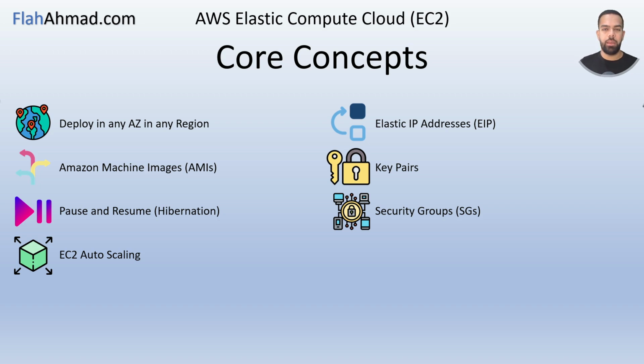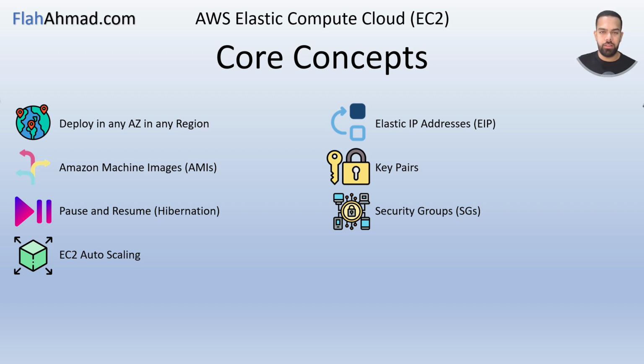An elastic IP address is a static IPv4 address designed for dynamic cloud computing. An elastic IP address is allocated to your AWS account and is yours until you release it. By using it, you can mask the failure of an instance by remapping the address to another instance in your account. You can also specify the elastic IP in a DNS record for your domain so that it points to your instance.